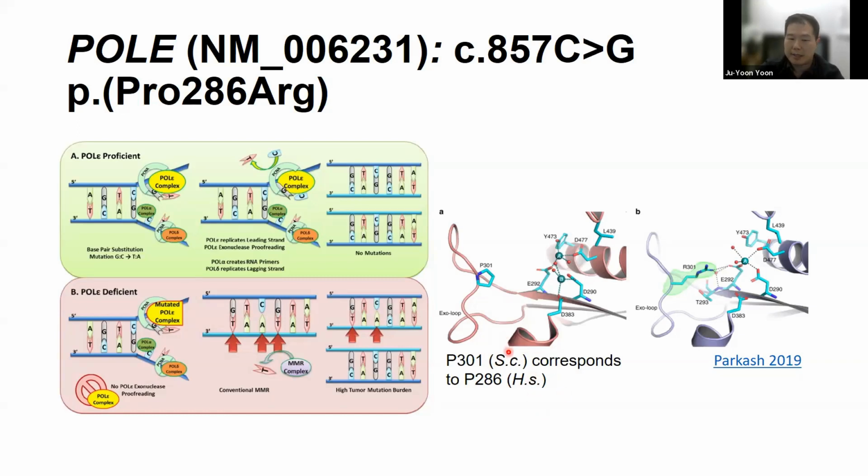And this is in the budding yeast, where the proline 286 actually corresponds to 301, and changing to a charged residue like arginine, I think that's right, then mucks up some of the structure of the exonuclease domain, and the resulting function is, you know, defective proofreading function of that particular POLE enzyme.